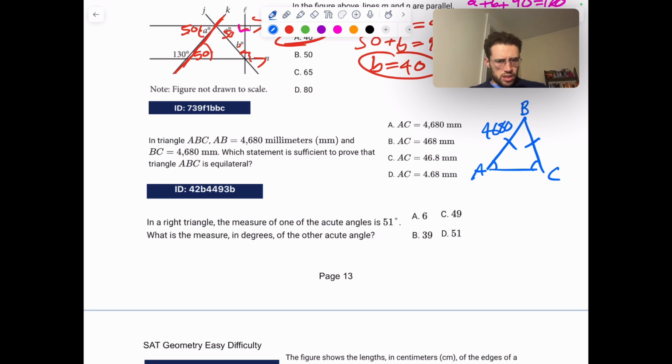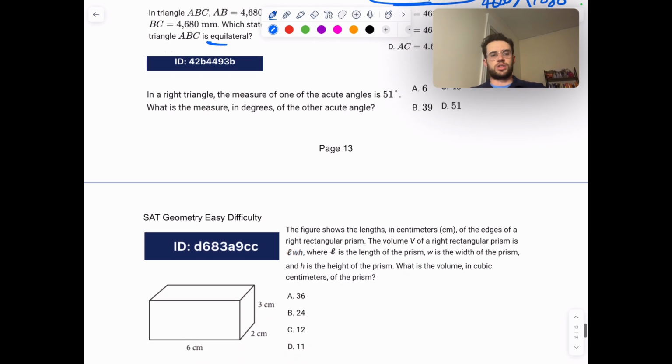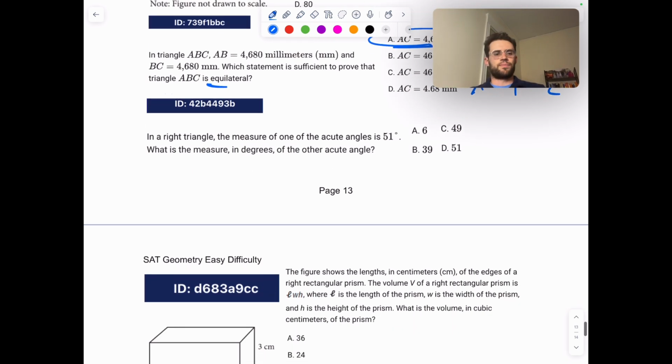All right, which statement is sufficient to prove that triangle ABC is equilateral? So if it's equilateral, that means that all three sides are the same. So AC is also congruent to these other two. So AC must also be 4680. So let's see, AC equals 4680 millimeters. Okay, that's all I had to do there. They're just basically testing if you know what equilateral is and if you can visualize all the stuff that they said. So, that one was not as challenging as I thought.